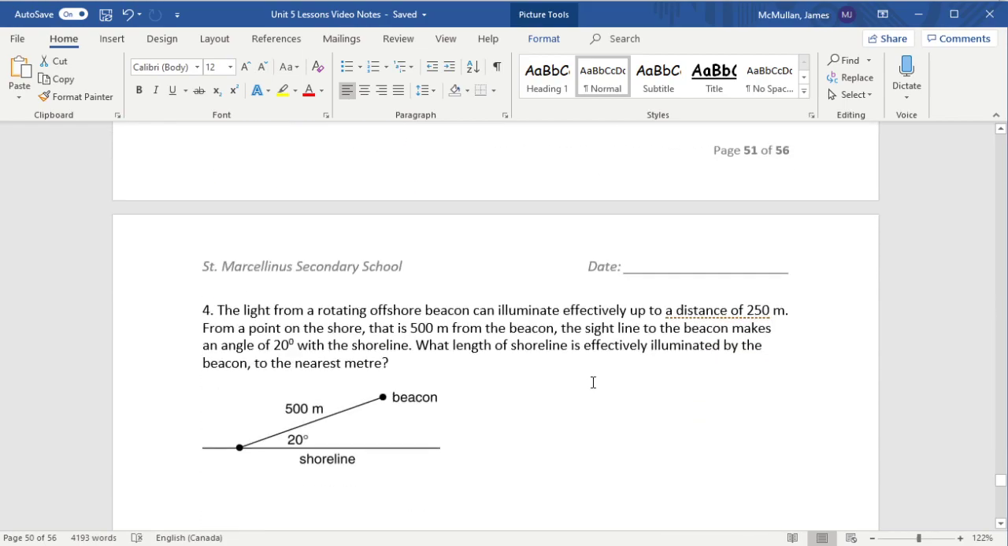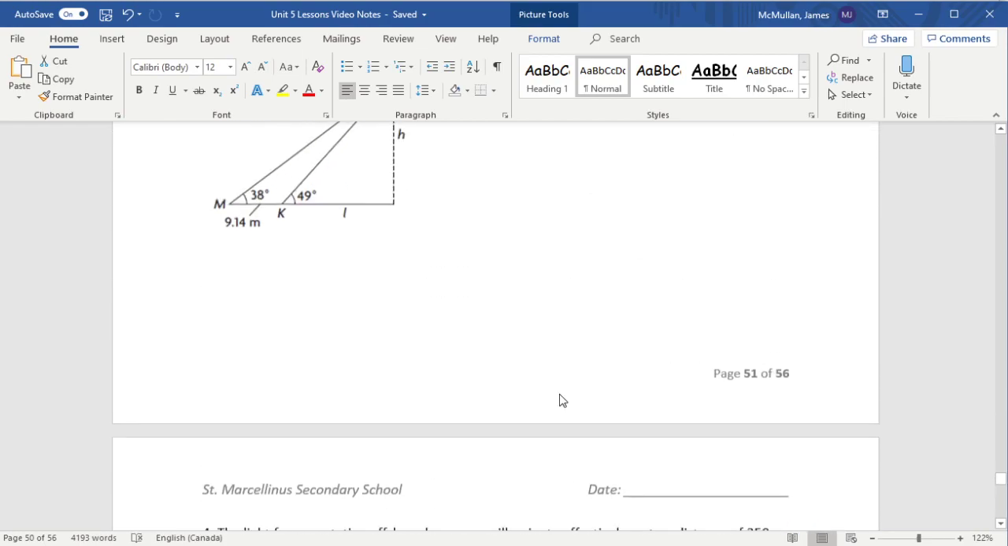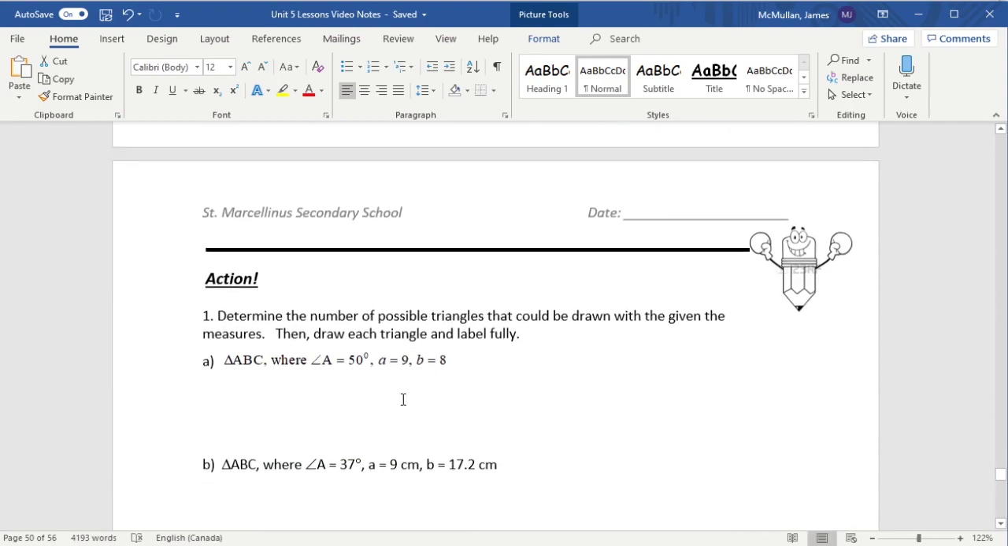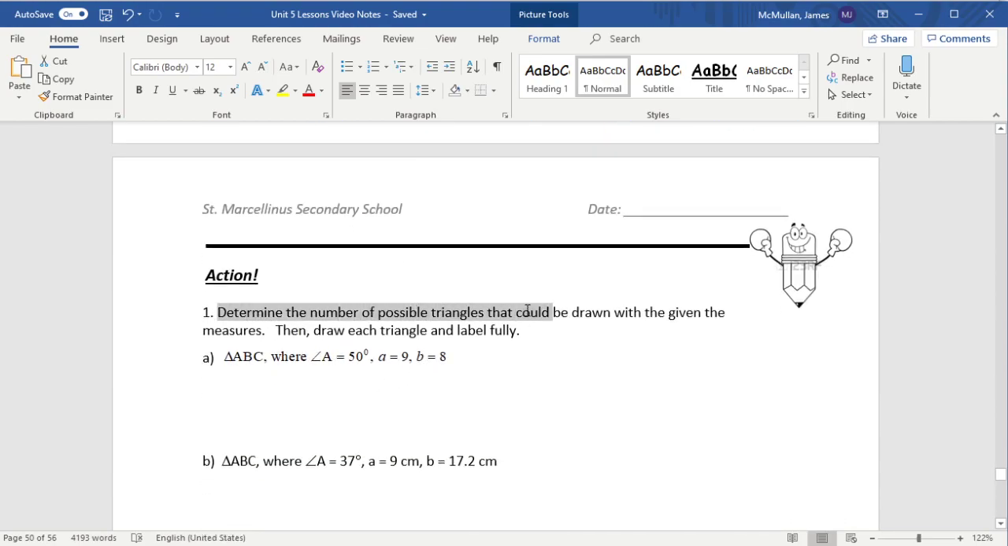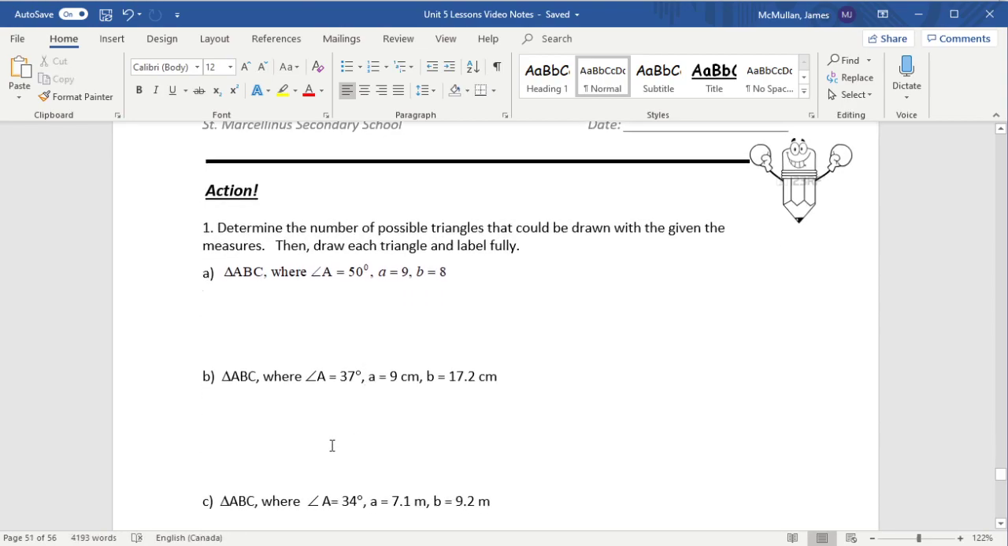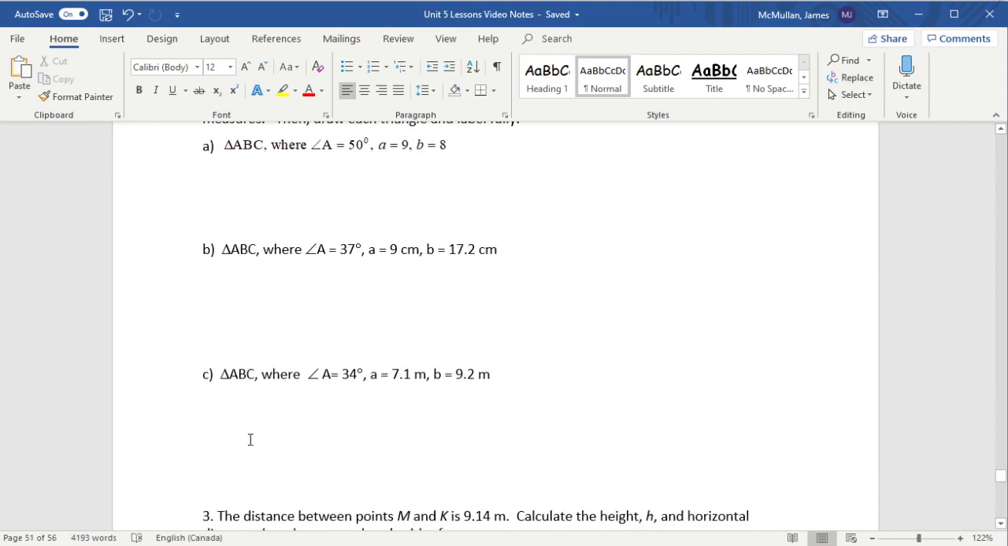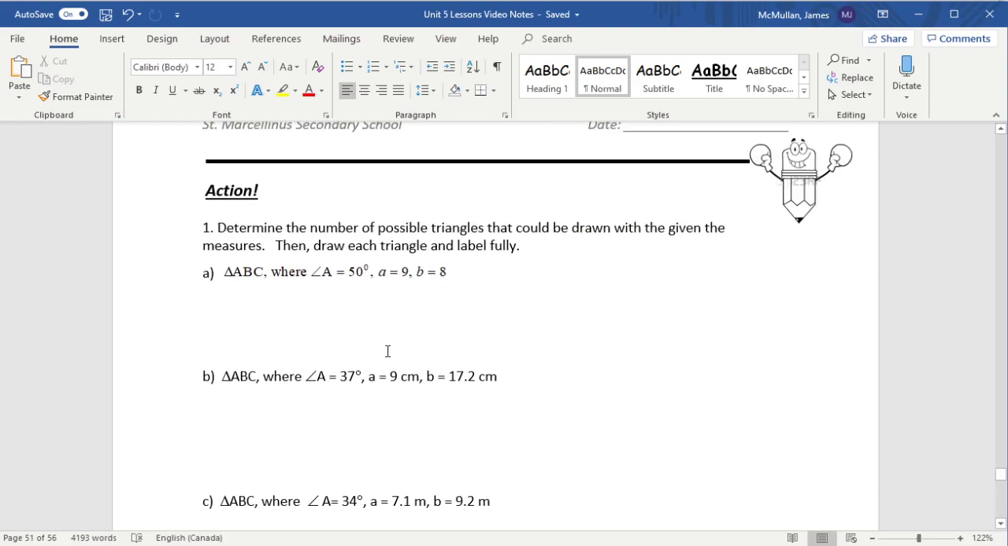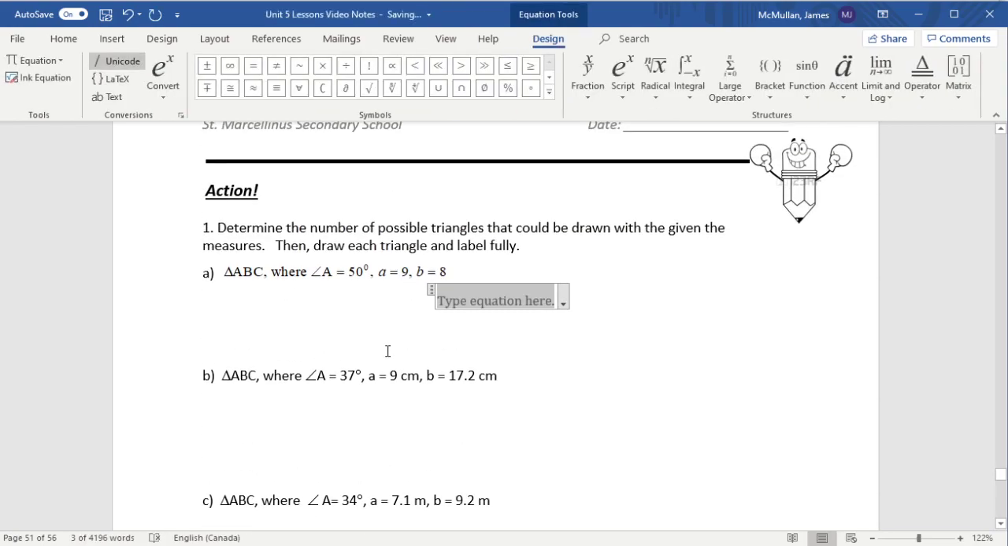Let's try a couple of the questions. I'm going to do a couple and I'll leave a couple for today. It says, determine the number of possible triangles that could be drawn, then draw and label. So I'll do the number of triangles for each, and I'll draw and label one of them. Again, let's do the analysis.